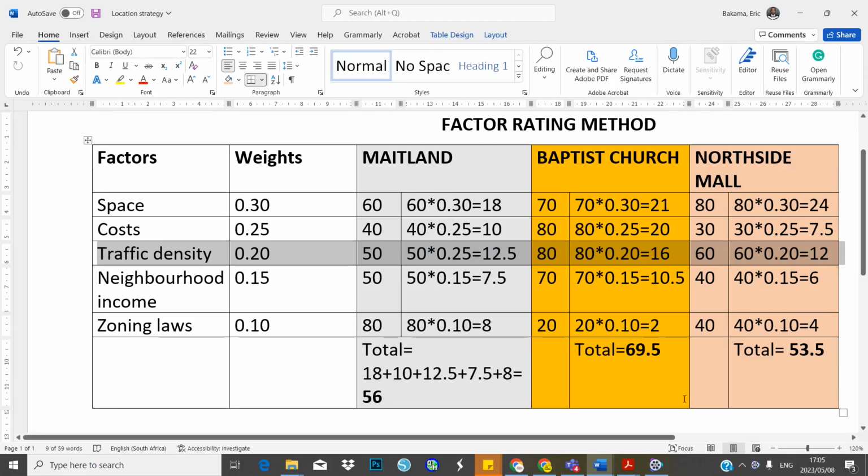Just as a reminder, the previous video was about factor rating as a location method that a company can use. I'm not going to have the time to go through whatever we did last time, but feel free to watch the previous videos so that you'll understand.